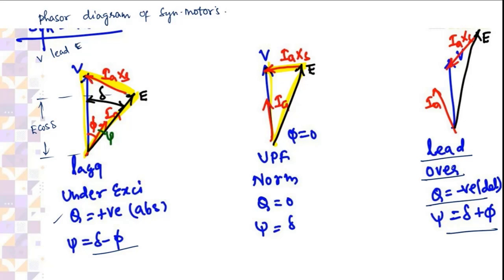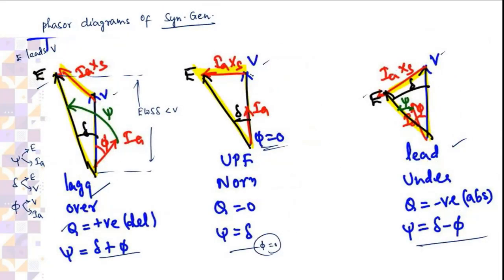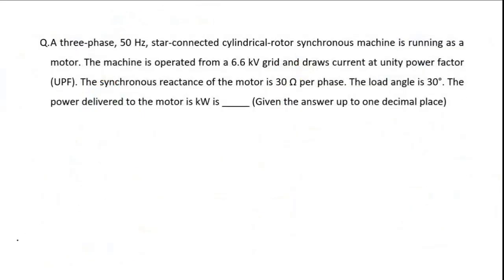You have to see. In this case, E cos delta is greater than V. This is V now. So E cos delta is greater than V. Here, E cos delta is equal to V. So the same way, you need to remember for the generator also.